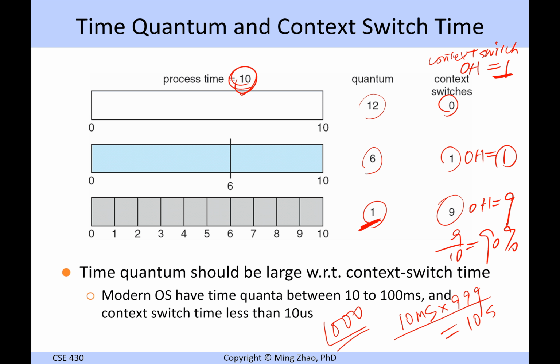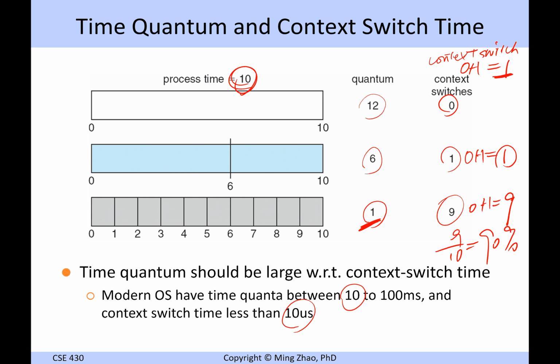So we talk about modern operating systems. They have a time quantum between 10 to 100 milliseconds, and the context switch overhead is generally less than 10 microseconds. So in this setting, the quantum is large enough. You have 10 milliseconds compared to 10 microseconds, so it is 1,000 times larger. The context switch overhead becomes really negligible when we have such a setting.